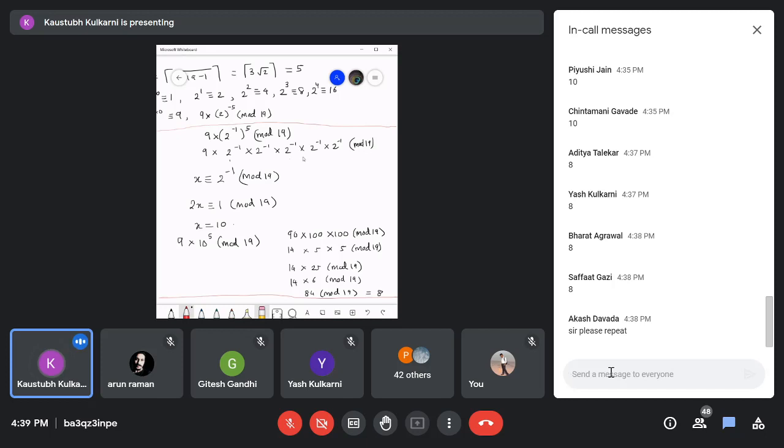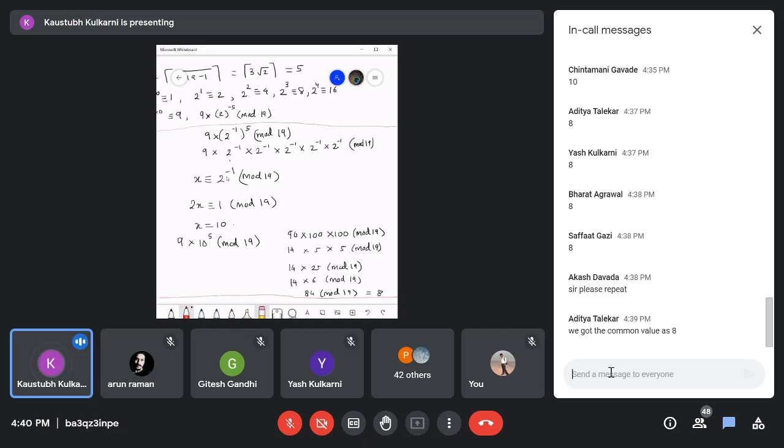Okay, I'll repeat it once because many of the parts I did mentally. Initially we had 9 into 2 raised to minus 5 mod 19. This we broke down as 9 into 2 raised to minus 1, raised to 5, mod 19. As we have studied the properties of modulus, a into b mod c is equivalent to a mod c into b mod c. That is why we calculate the value mod 19 for each of these individually, and then we get the final answer. We got the final answer as 8. Okay, let's go through it once.